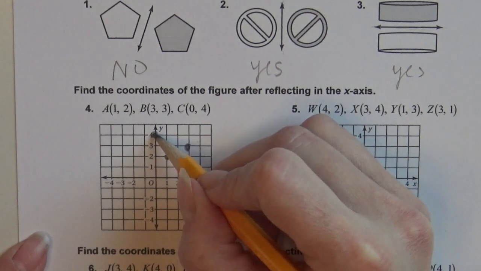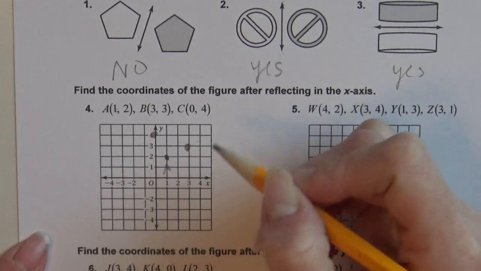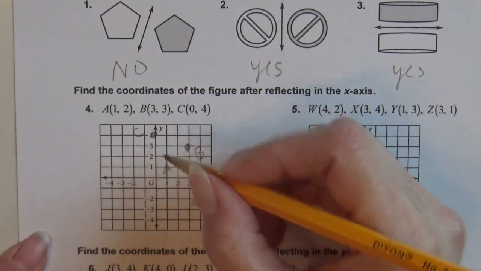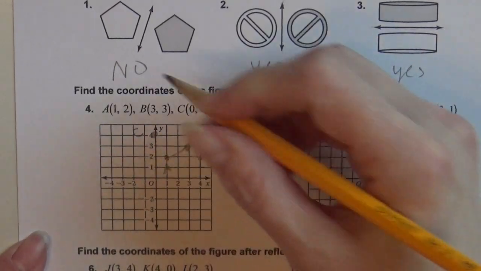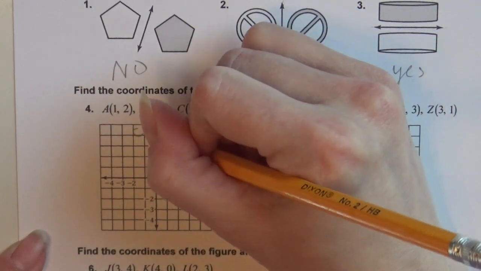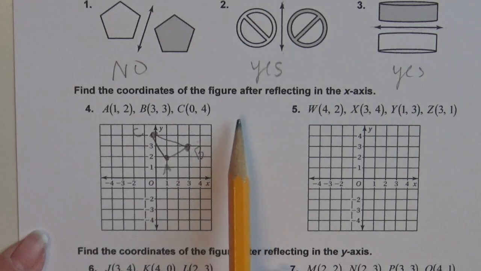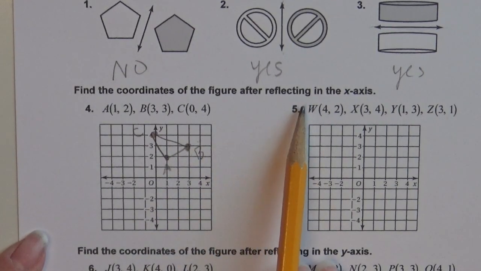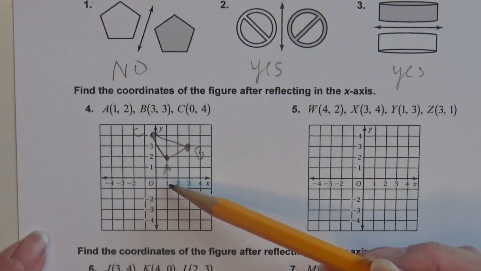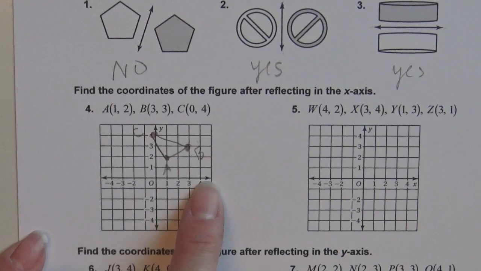And I should be labeling those. So 1, 2 was A. 3, 3 was B. 0, 4 was C. I can connect these to create a triangle. They want us to find the coordinates after reflecting in the x-axis. So if I reflect in the x-axis, this is my line of reflection, this line here.